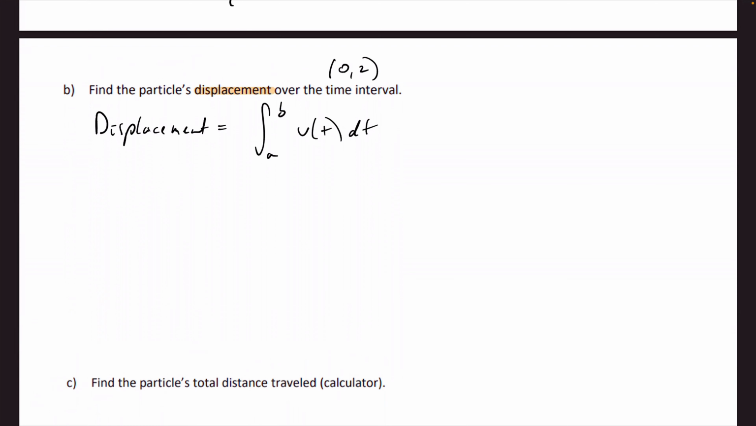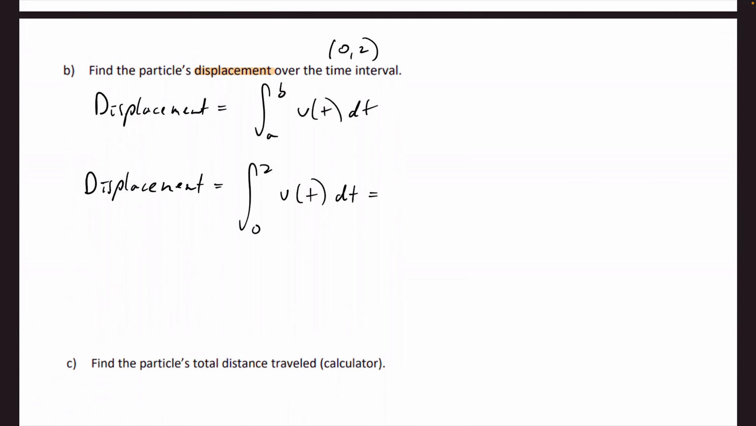Okay, so displacement is going to equal the integral from 0 to 2 of v of t. Since they've already established what v of t is, you don't have to write 6t squared minus 18t plus 12, especially because we're going to use our calculators. You could just write that. I'll show you where all the calculus stuff is on our calculators.